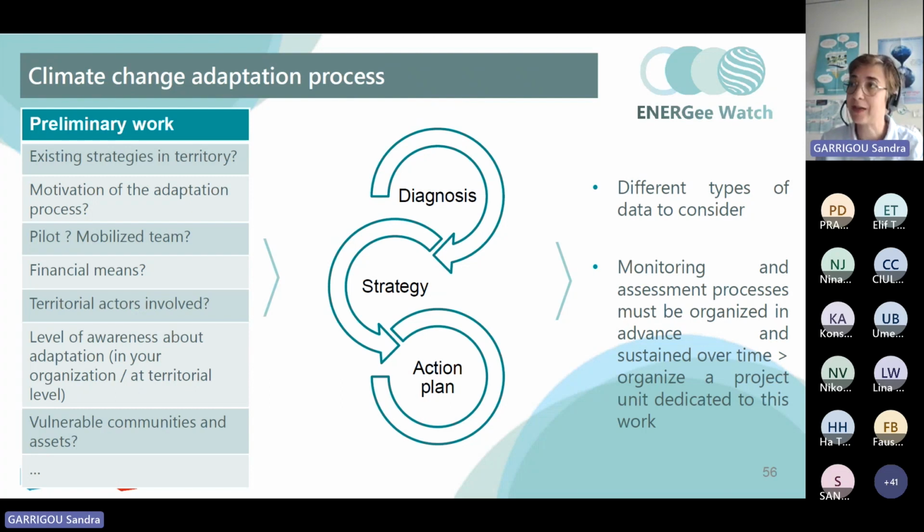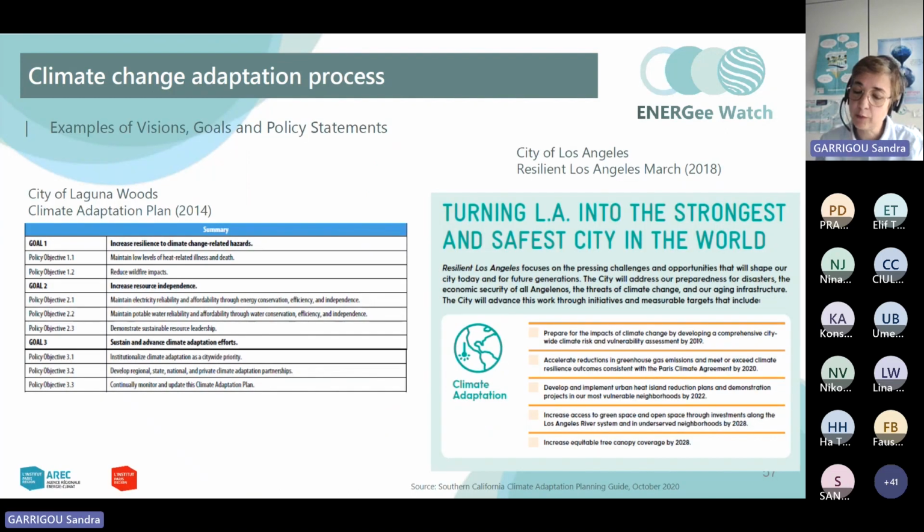And it's also at this stage you begin a reflection about the data to consider in this process. An important point we would like to share again is the notion of the vision. Why your local authority, your organization engage this process. For us, it's not only a question of a rule or a legal obligation. For example, some economic aspects or the aim to be the safest city in the world, as Los Angeles illustrates, this political vision of adaptation.